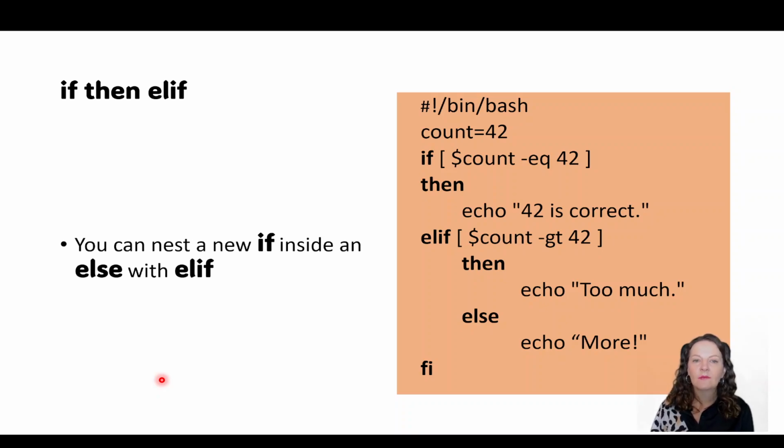If, then, elif. So again, there's your if, then, else statement. So there's your count. If it's equal to 42, that's correct. If it's greater than, it's too much, or else you need more. Okay, very basics there, but just to show you the syntax. And again, the square brackets coming from the test command. Okay, so that's your if statement.